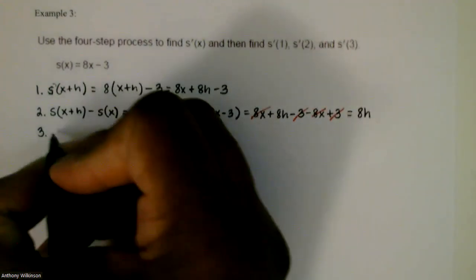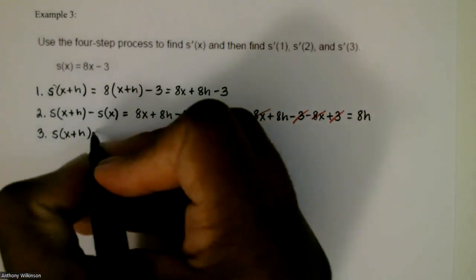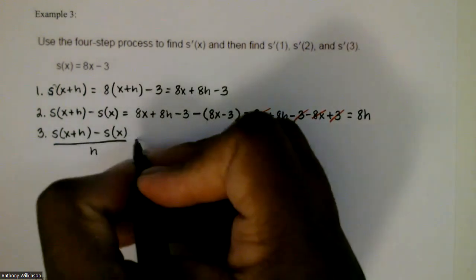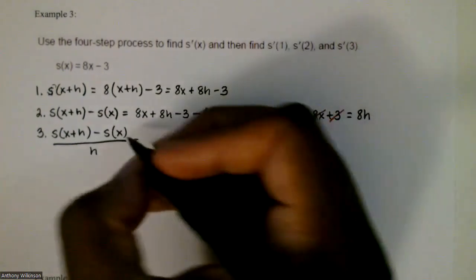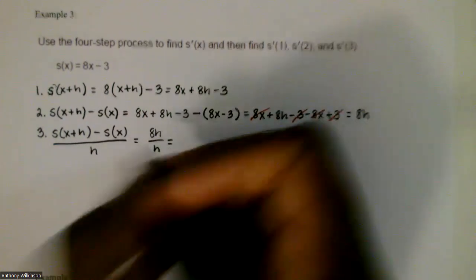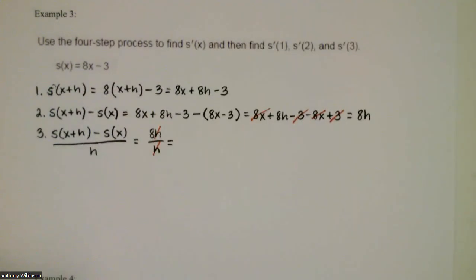All right, step number 3 is take that s of x plus h minus s of x, divide that by h. So we're going to take that 8h, divide that by h. And notice that the h's divide out. You're just left with 8.